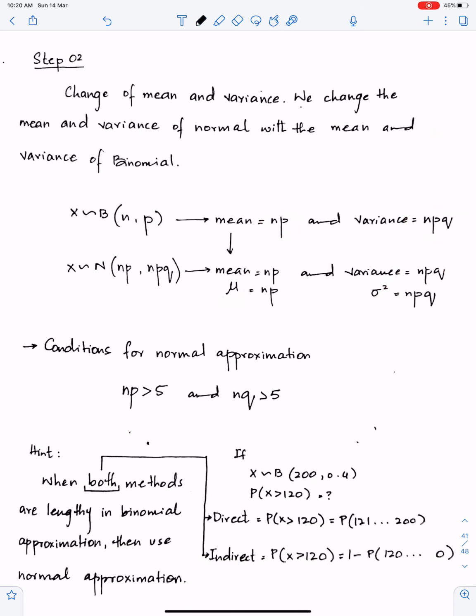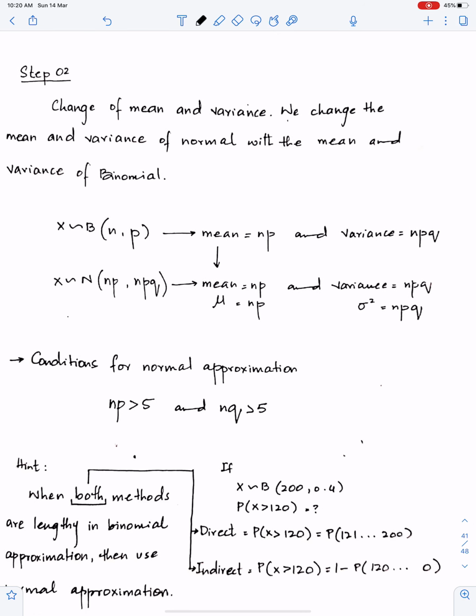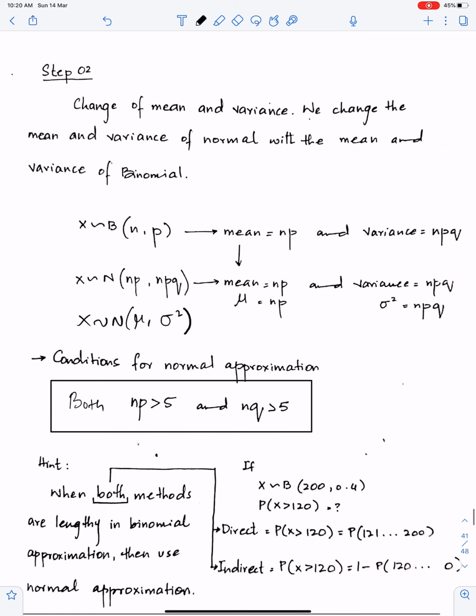Generally, we write normal distribution in this way. But when solving questions of binomial while using normal approximation, we need to replace mu by NP and sigma square by NPQ. And we already have discussed the conditions for the approximation. Both NP and NQ are greater than 5. This is the condition for normal approximation. Must learn this condition because the examiner asks this condition. They usually ask this condition.